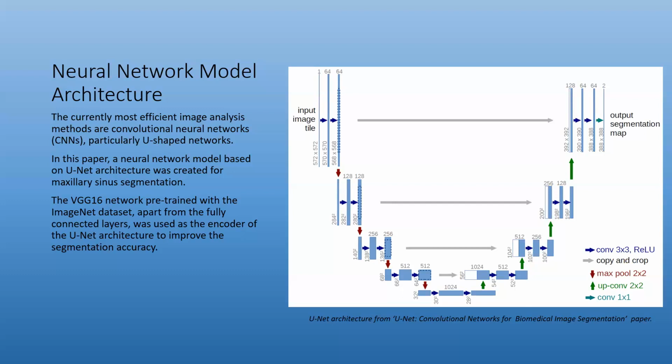As we see here, it has a falling path, the left part, called the encoder, and a rising path, the right side, called the decoder. In our network, instead of using a normal encoder, we have used the VGG16 model for the encoder part.